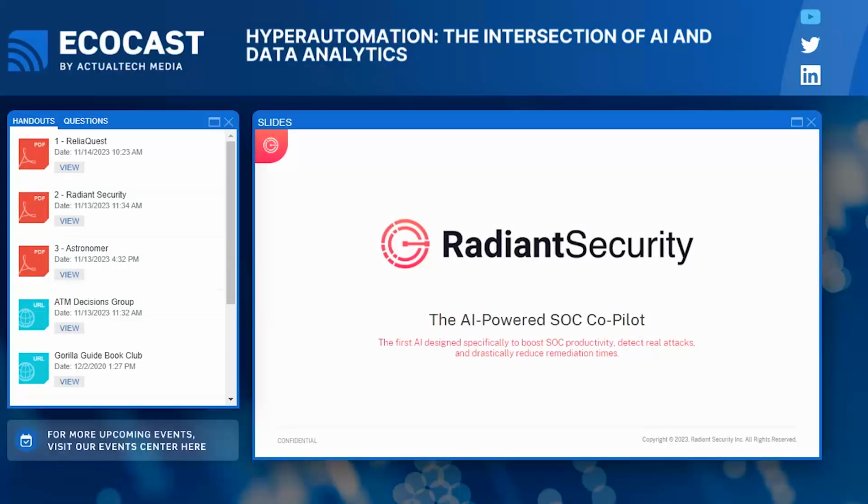And that's what we built at Radiant Security. Our product is called an AI-powered SOC Copilot, and it's designed to boost your productivity, help you find real attacks by investigating every alert that comes along, and then drastically reduce remediation times.